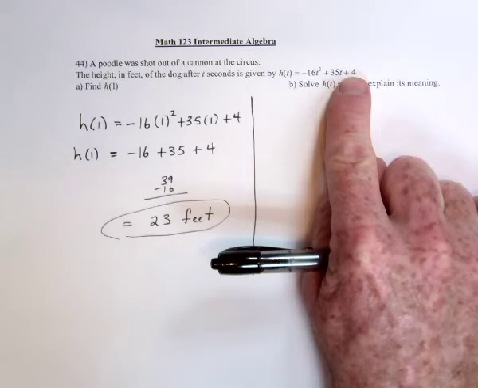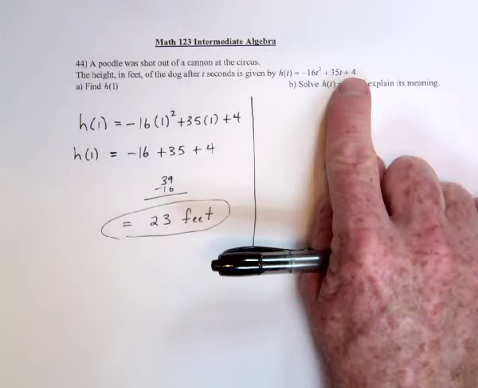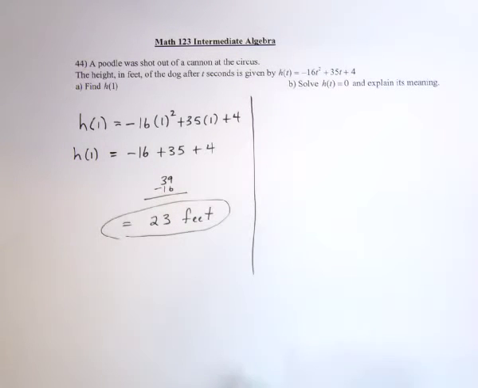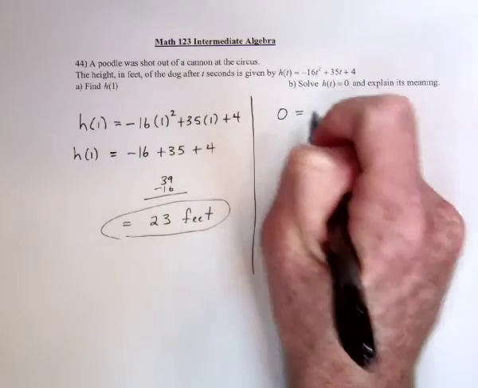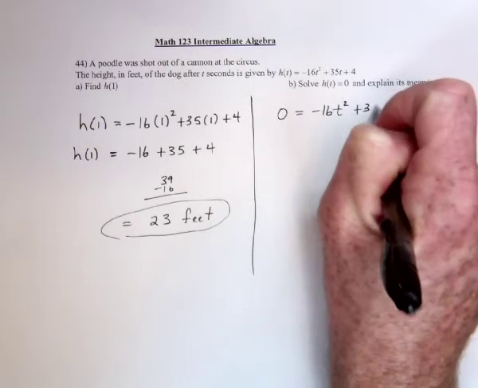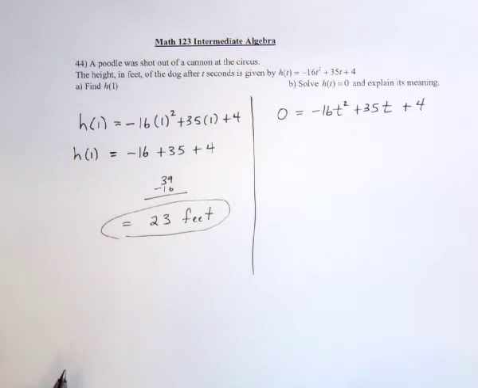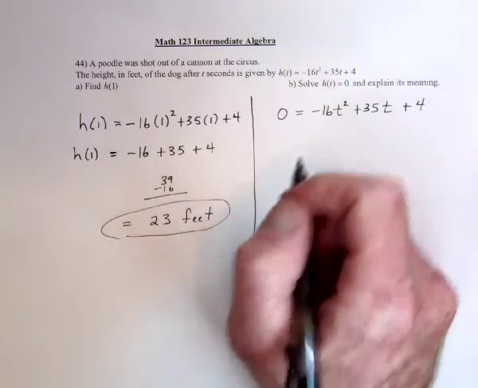According to this formula right here, it's starting at a height of 4 feet. So the edge of the cannon, or the very end of the cannon, is 4 feet off the ground. Okay, next, set it equal to 0 and solve that equation. So now, h of t, set it equal to 0. In all likelihood, this cannot be factored. Most polynomials cannot be factored. This one, we could use the quadratic formula.